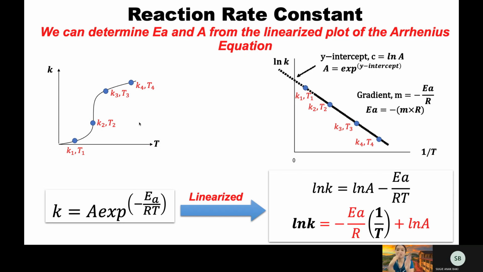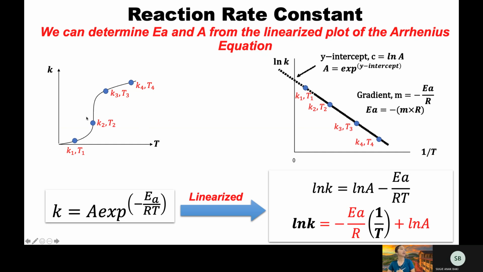Meaning, at 30 Celsius ada K. At 40 Celsius ada K. K yang berlainan lah sebab K kan berubah dengan suhu. So, you imagine I run at T1, I got K1. T2, K2. T3, K3. T4, K4, so on and so forth. So, you imagine that's what you have right now from the experiment. Yang graph yang sebelah kiri.